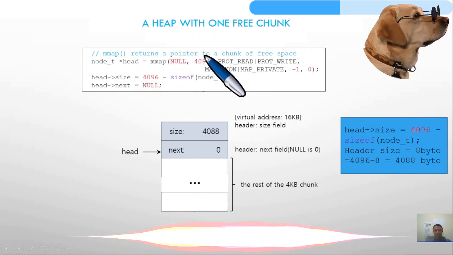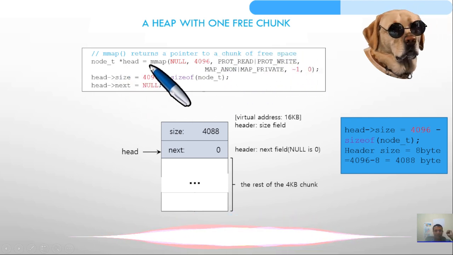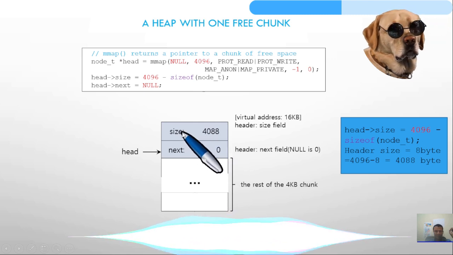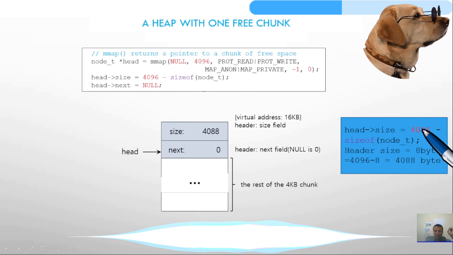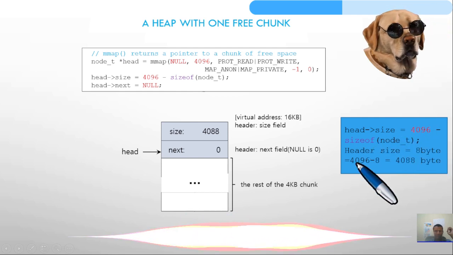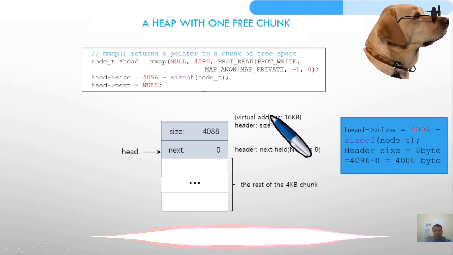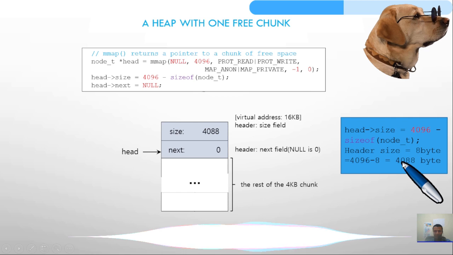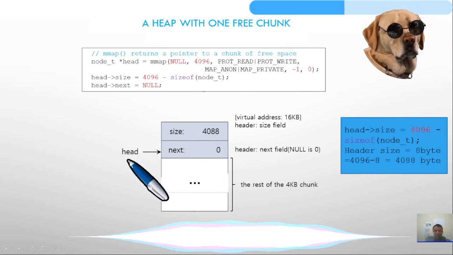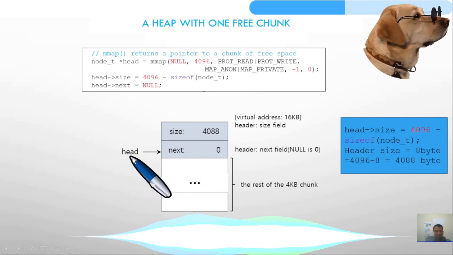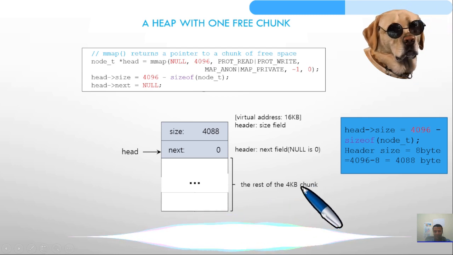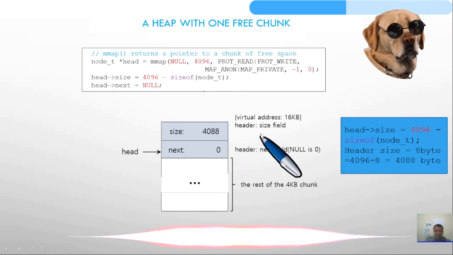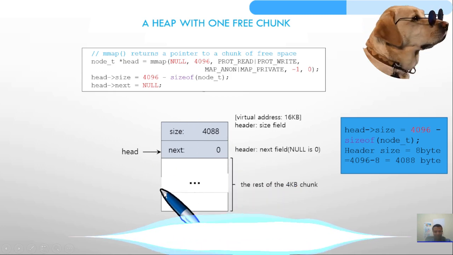As you can see, it returns a pointer to a chunk of free space. Here, when we run this, 4096 is the size of the memory we requested, but as you can see here the size is 4088. This is because we subtract the size of the header. The size of the header is 8 bytes. The virtual address is 16 kilobytes and the total size is 4096 bytes. So 4096 minus 8 will be 4088 bytes. As you can see, this is created. Now the size is 4088. This is the header, and the rest of the 4 kilobyte chunk is here. Size 4088, next field NULL, which is 0. So this will be created. Now we don't assign anything. This will be the heap size.